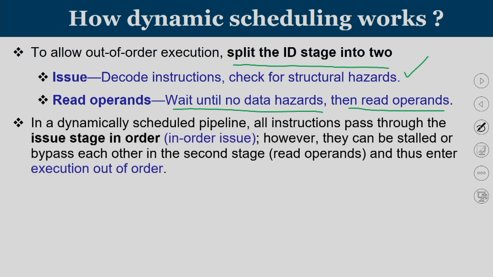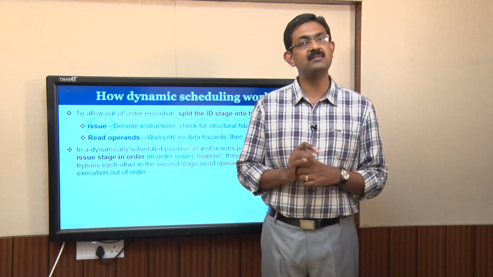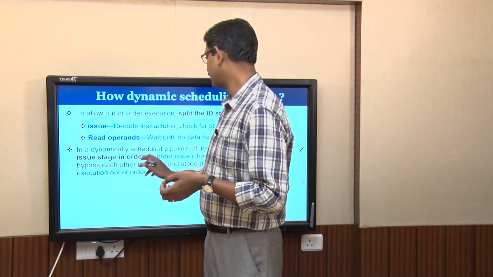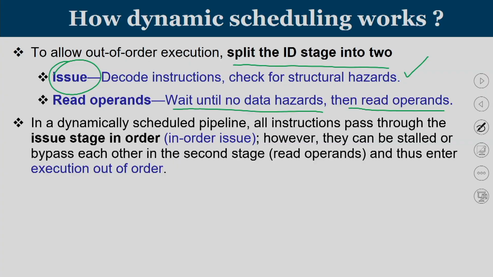So how is it going to work? In a dynamically scheduled pipeline, all instructions pass through the issue stage in order. So if my previous instruction cannot be issued, the next instruction is stalled. Once issue is over, then the instructions can be stalled or bypass each other in the second stage, reading operands, and thus enter the execution stage out of order.